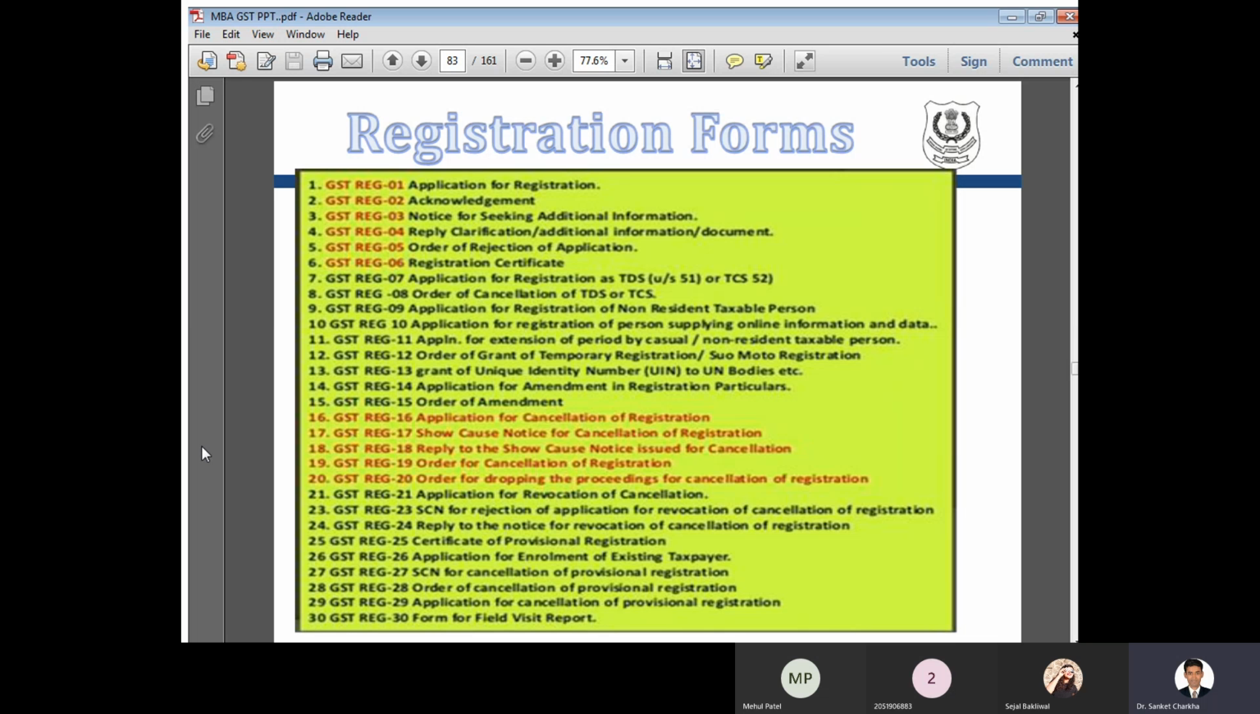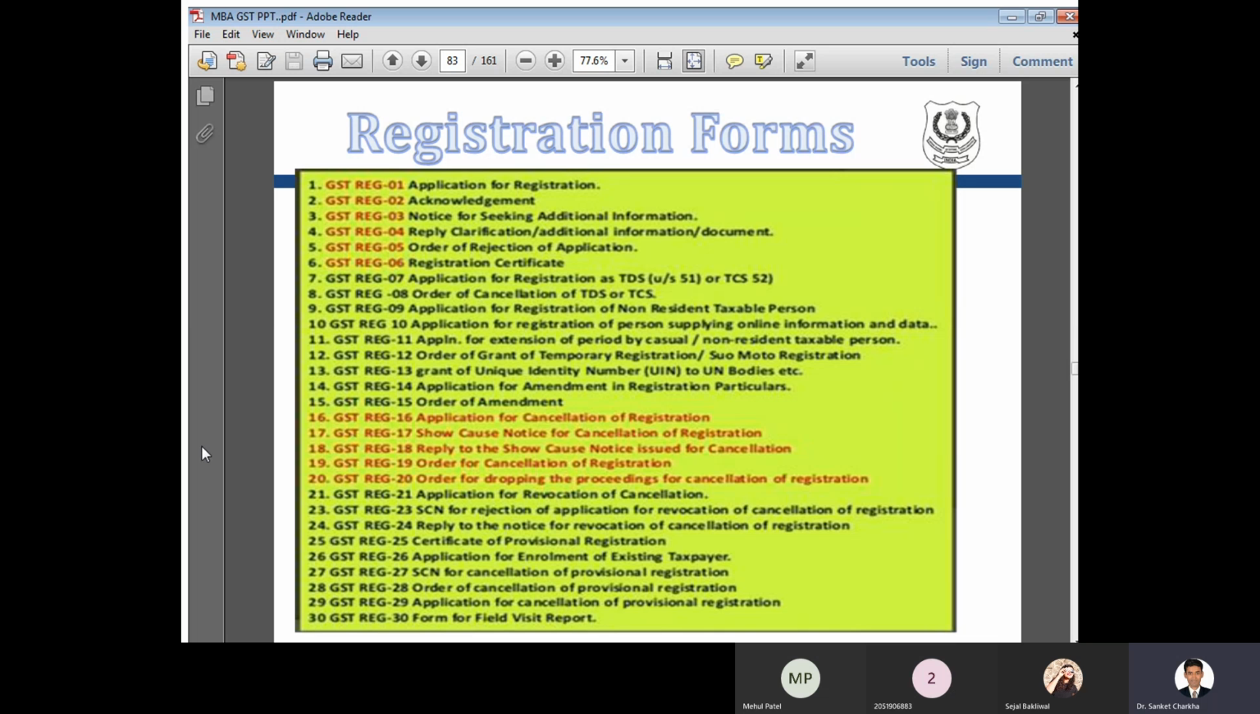Now let's look at a brief perspective about the various forms that are required to be made or submitted to the GST authorities. First thing, GST REG, that is registration form number 1, is the application for registration. Form number 2 is the acknowledgement. Form number 3 is a notice for seeking additional information. Form number 4 is the reply, clarification or modifications if any. Registration number 4 is actually getting the registration certificate.